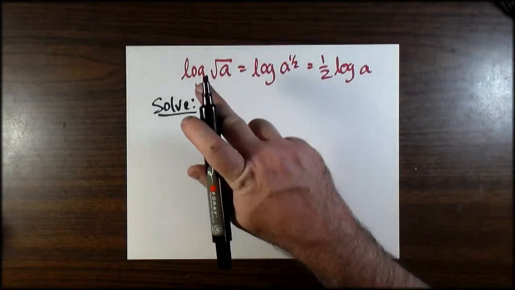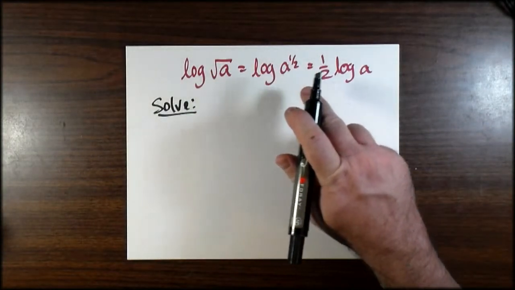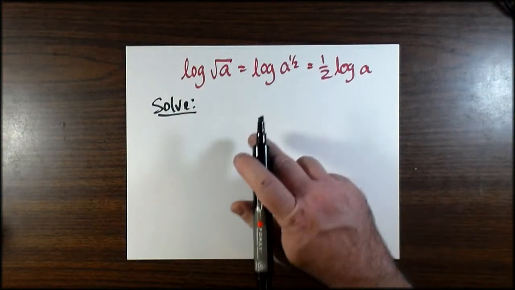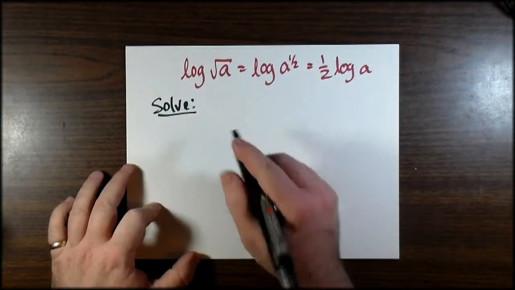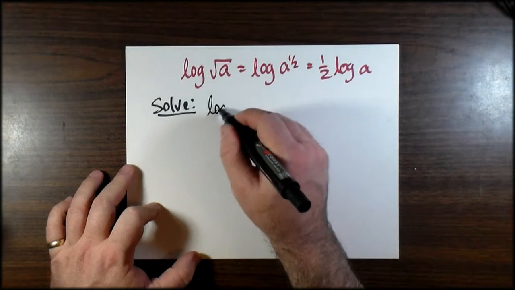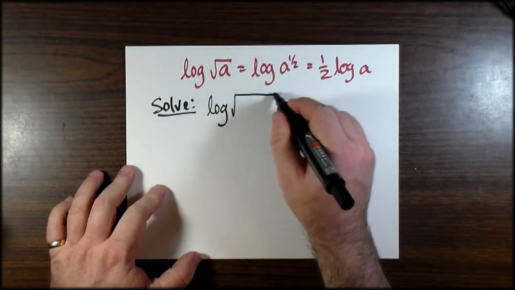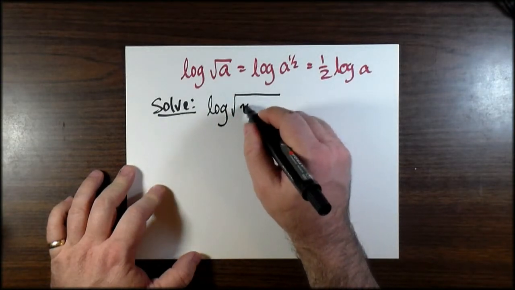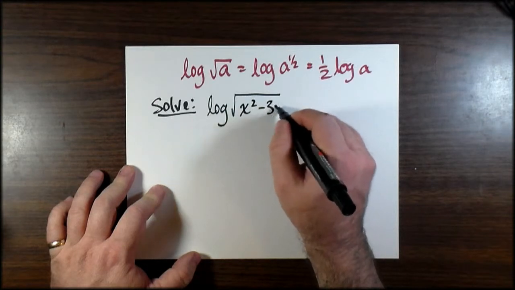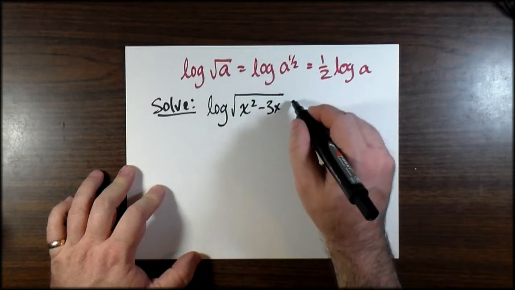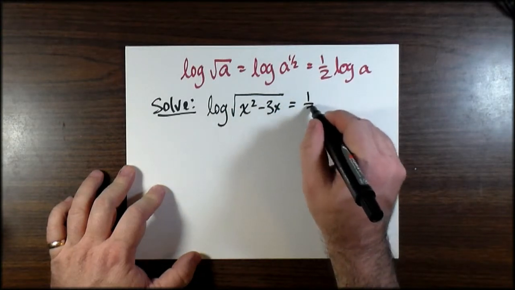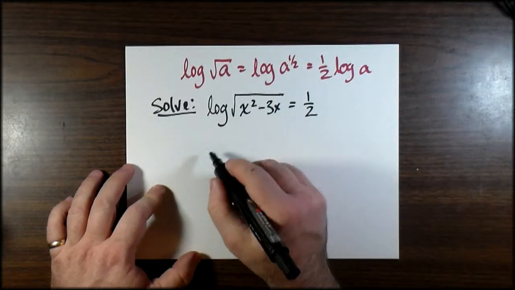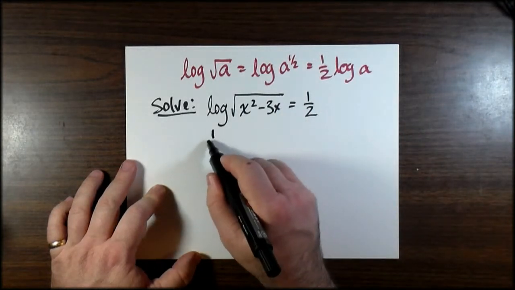Now how about if we use a square root of a? Now remember, a square root means a is raised to the power of 1/2, and by the power law we can bring 1/2 in front of the log expression. So let's see how this works for other expressions. The log of the square root of x squared minus 3x equals 1/2. Let's solve for x.